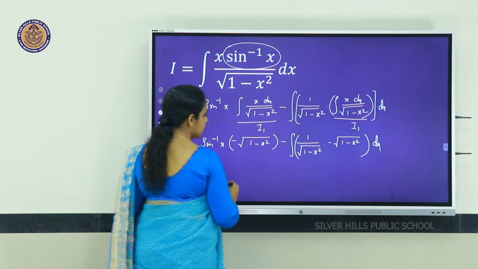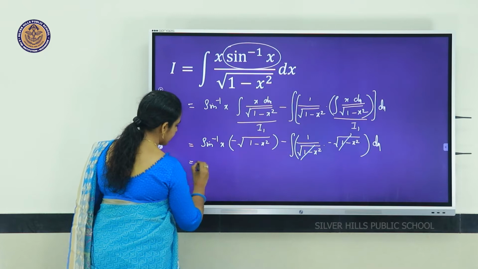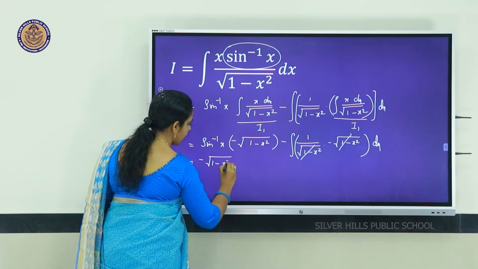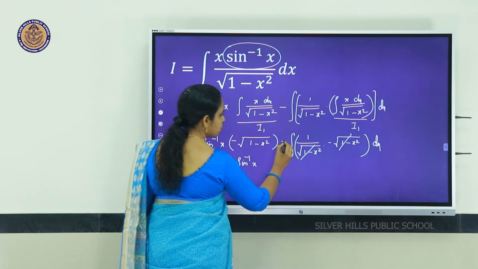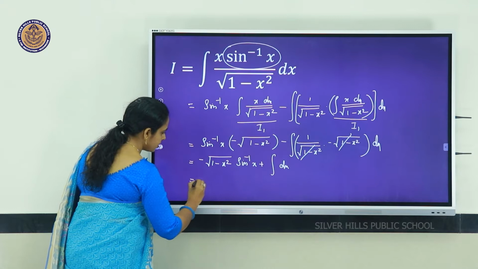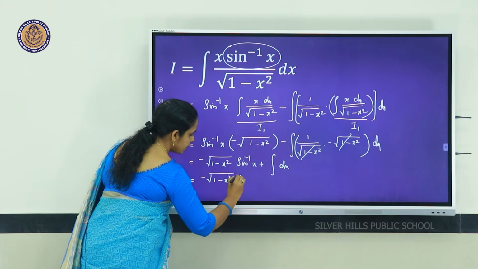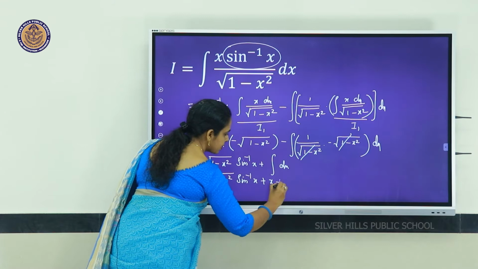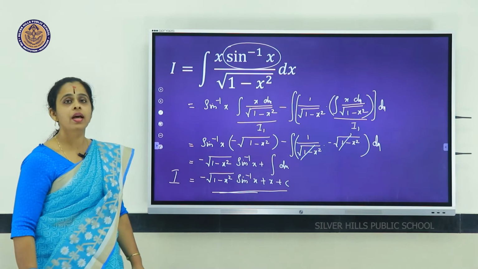Now these both will get cancelled. You will get one negative outside, root of 1 minus x square sine inverse x, then comes minus minus plus integral dx. What is integral dx? X. So final answer: minus root of 1 minus x square sine inverse x plus x plus c. This is the value of the given integrand.